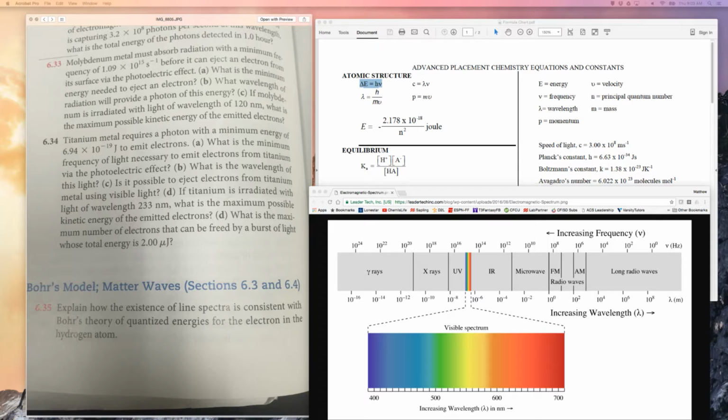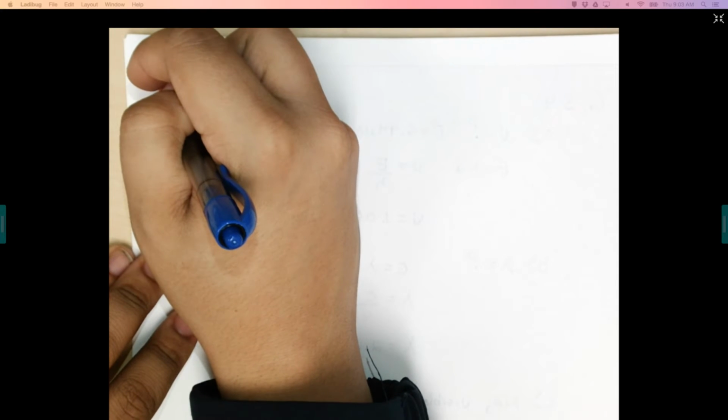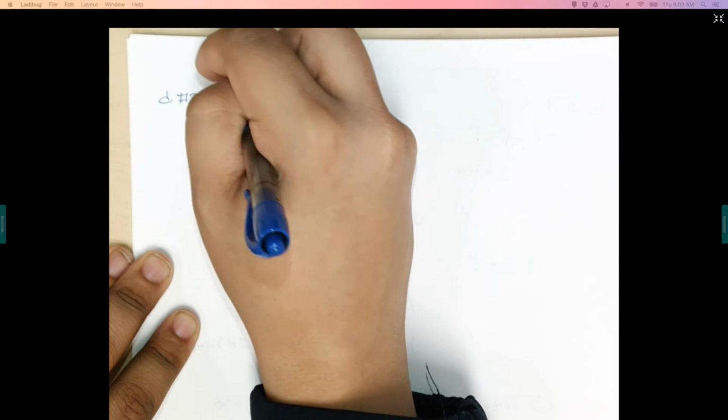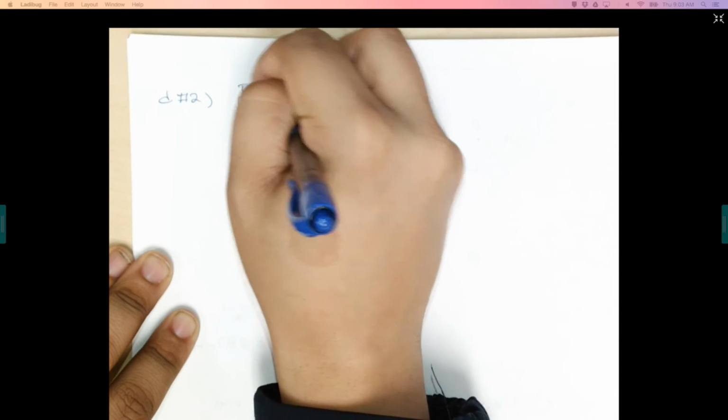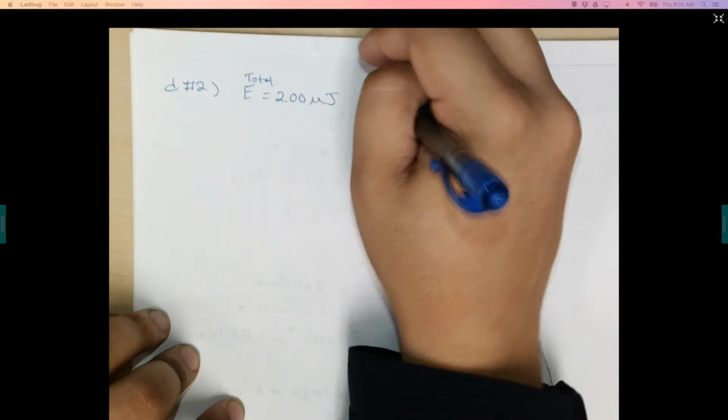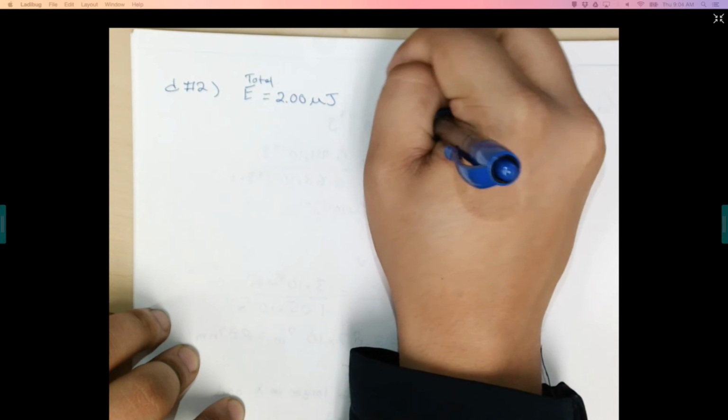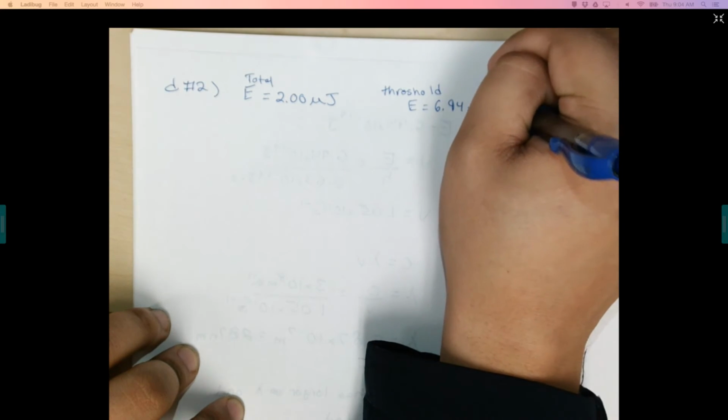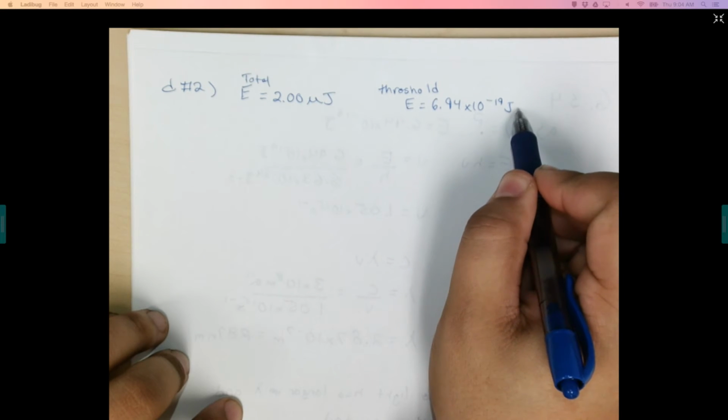So we want the maximum number of electrons. If we know that the burst of light is 2.00 microjoules, and we know the threshold energy, we can count the number of photons by a simple calculation. So that last part, which should be part E, or D number 2, is giving us a total energy equal to 2.00 microjoules. We know our threshold energy, 6.94 times 10 to the negative 19 joules. And remember, we don't write the unit very often, but this is per photon.